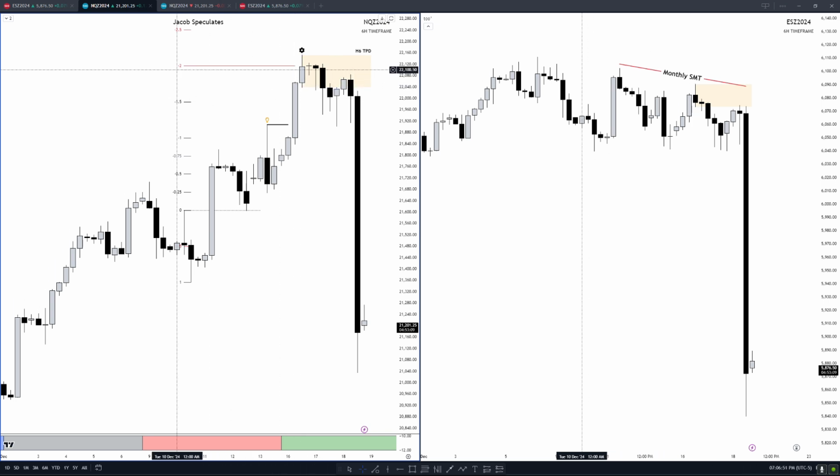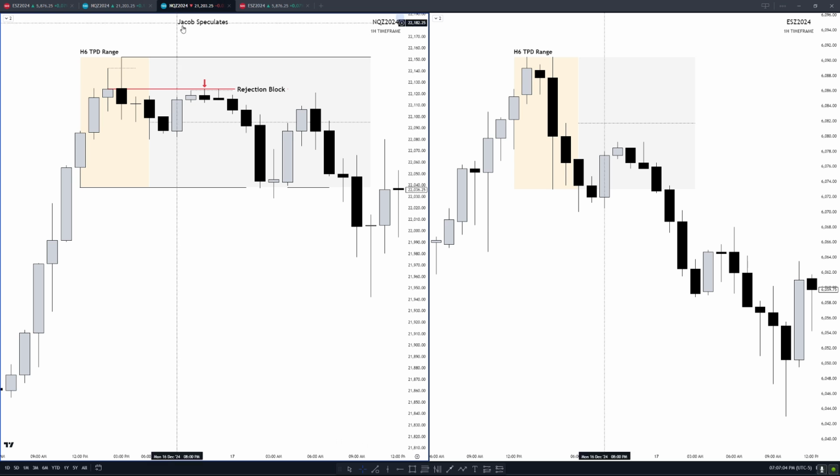Another thing for your notes is whenever you have this and price reaches the 2 or the 2.5, that's where you'll see your reversals and retracements. In this case, it was a reversal. Now looking further into the range of the 6-hour TPD, we can see that immediately the next day, the NASDAQ traded into premium, and this is basic TPD right here. The NASDAQ traded into the premium of the range, while the S&P traded into discount of the range. So this in and of itself is a cracking correlation.